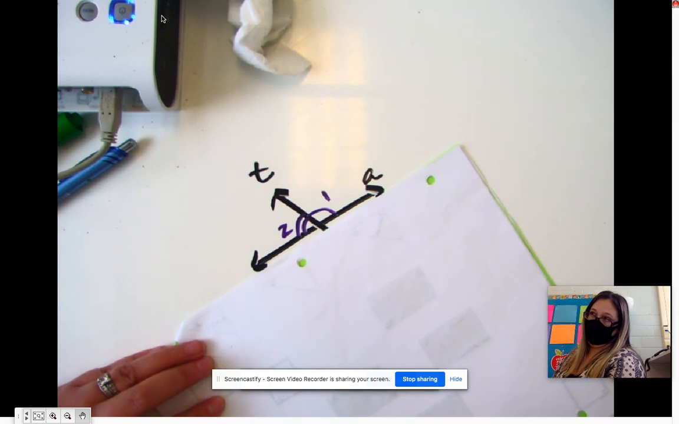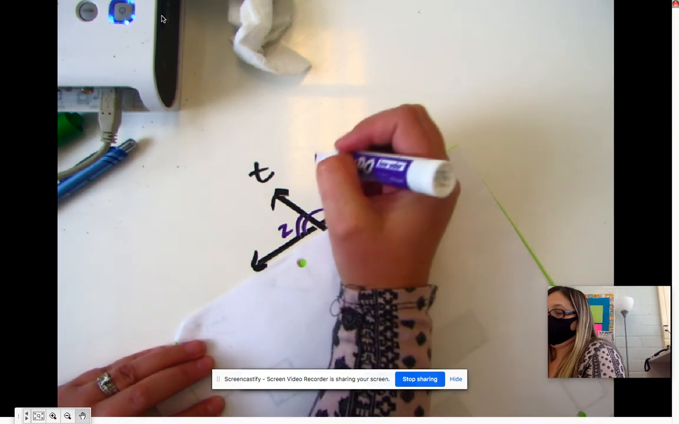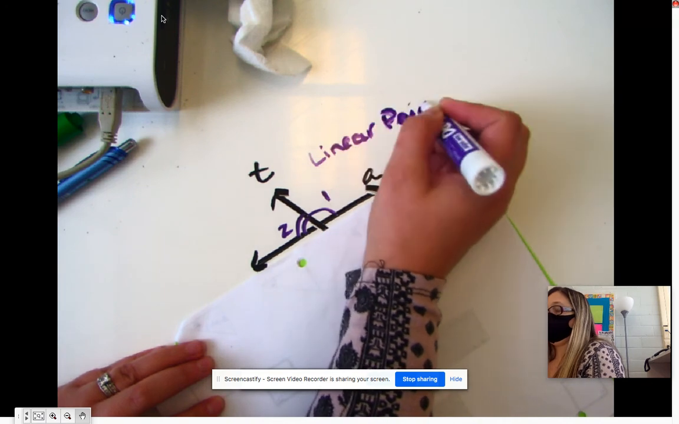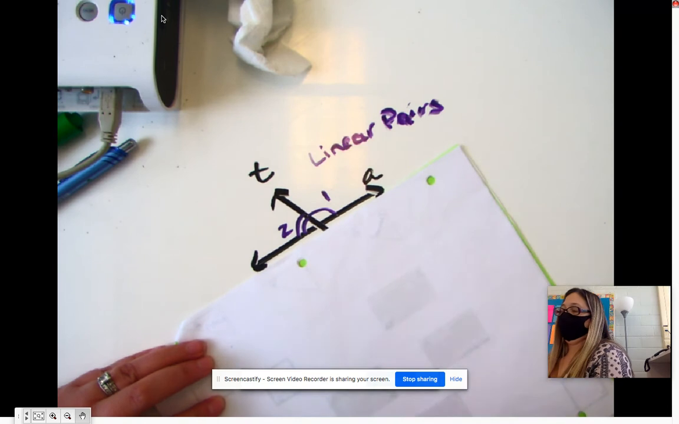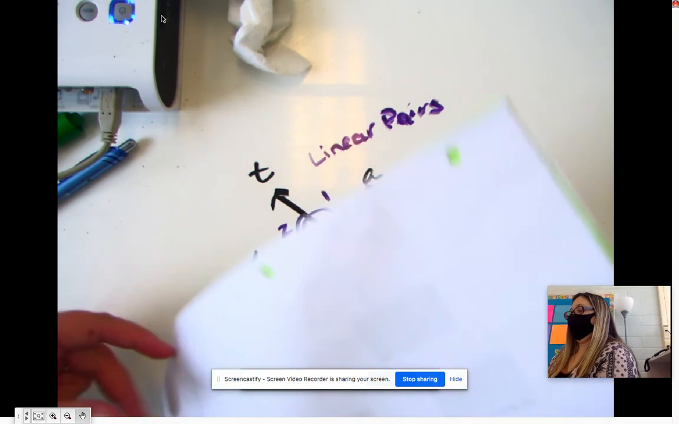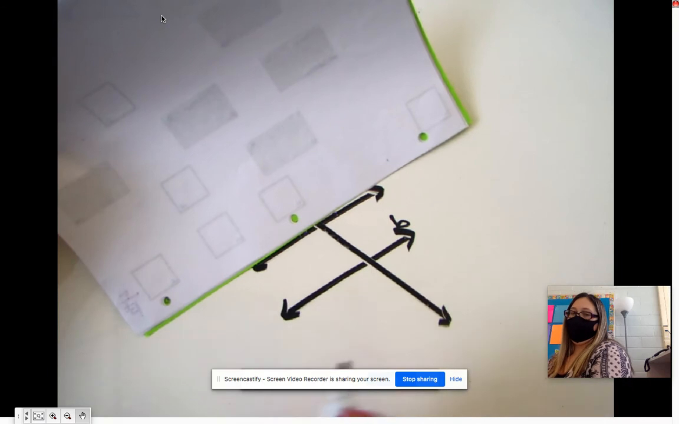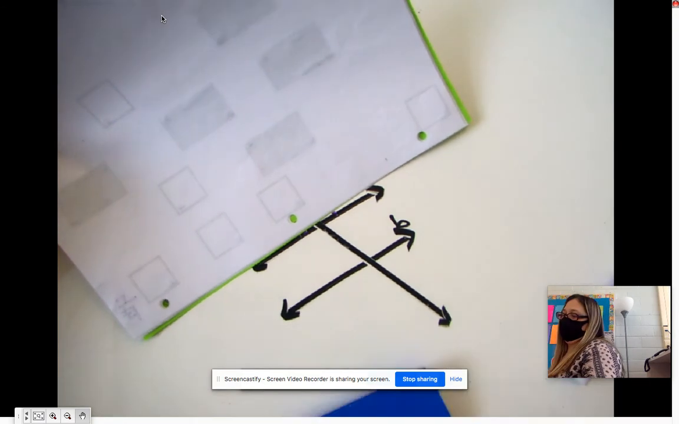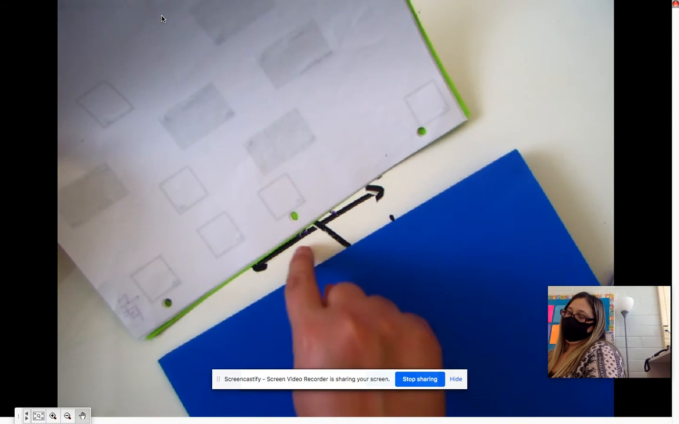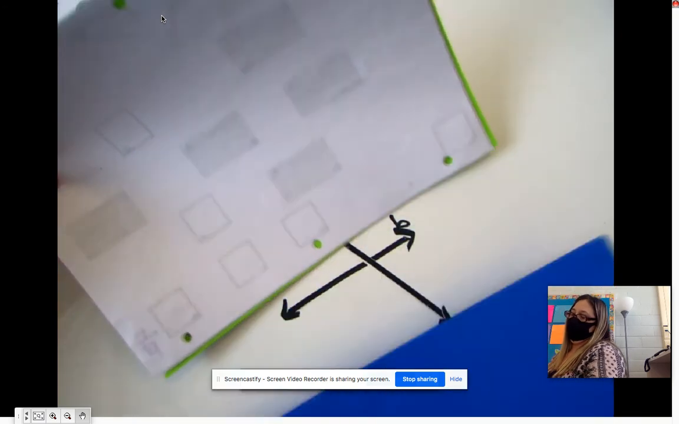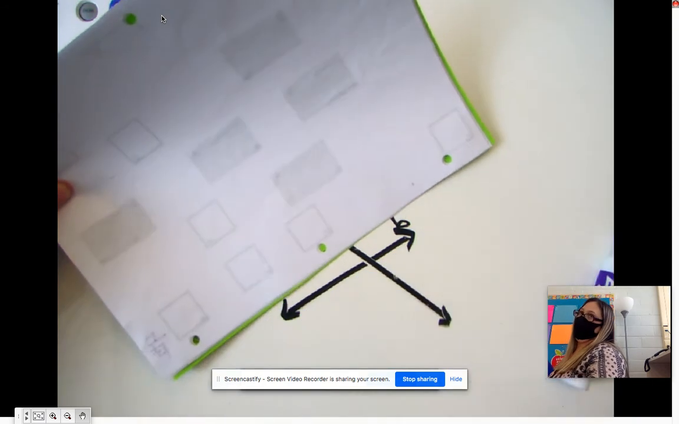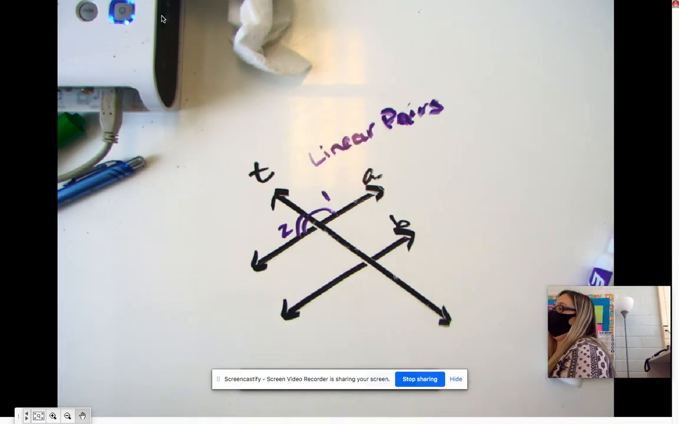No, you didn't forget already. Starts with an L. Linear pairs. Good. Okay, this is something we already learned. Linear pairs. Well, if I start hiding stuff, I actually have linear pairs in more places than you think. I've got one here. I've got one here. And I've got one here. So I've got lots of linear pairs in this figure. Okay?